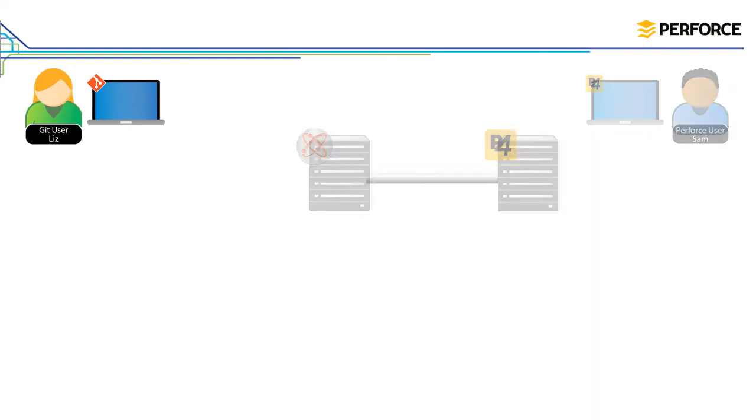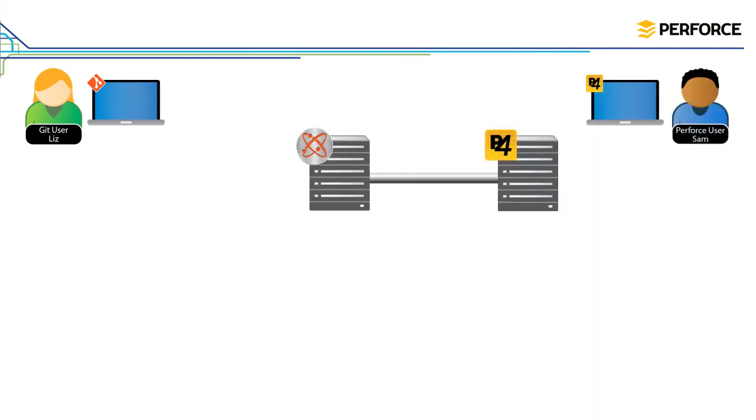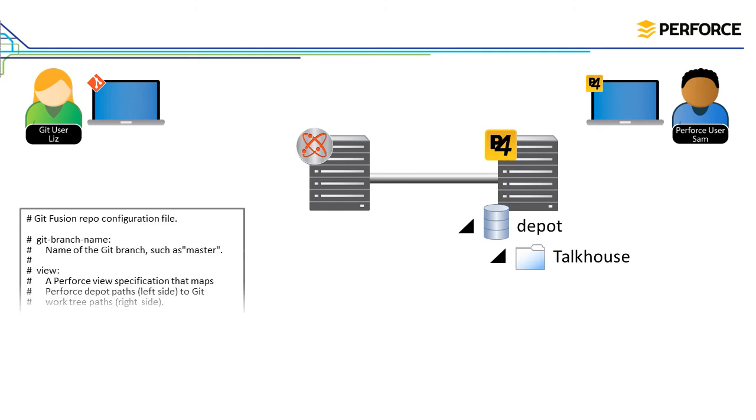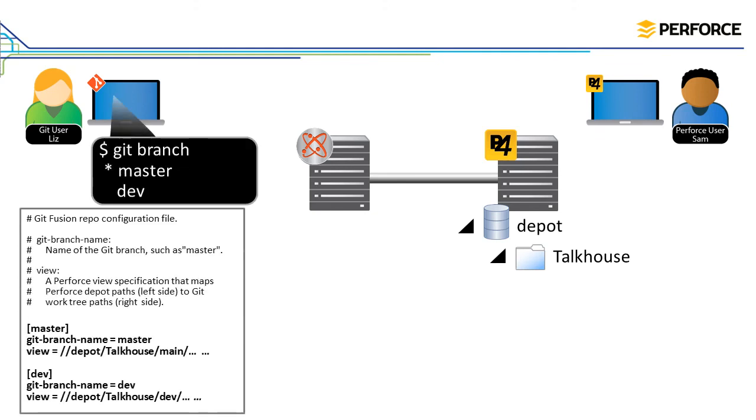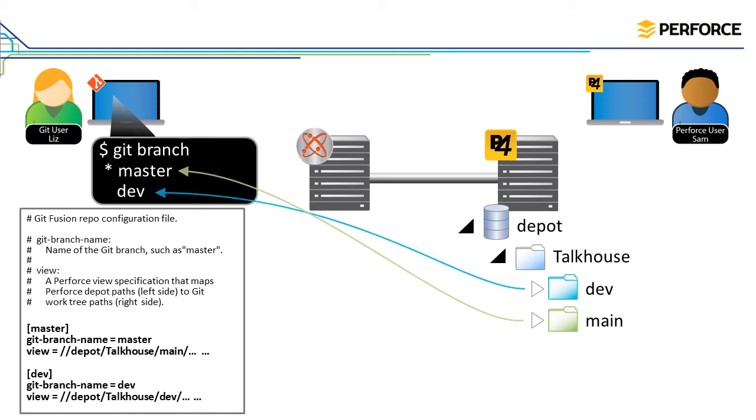Let's take a closer look at the mechanics of two people working on the same file at the same time. We have the Talkhouse project mapped between Perforce and Git Fusion and the p4gf config file. Depot Talkhouse has two branches, main and dev. Depot Talkhouse main has been mapped to Git branch master, and Depot Talkhouse dev to Git branch dev.